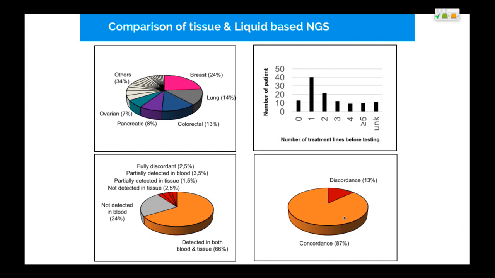And what we found, on the left-hand side, down, is that we observe variants detected in blood and tissue, 60%. Some of them were detected only in the tissue. And we have different combinations, with variants either detected in the tissue, or partially detected in the blood, or only detected in the blood, and vice versa.